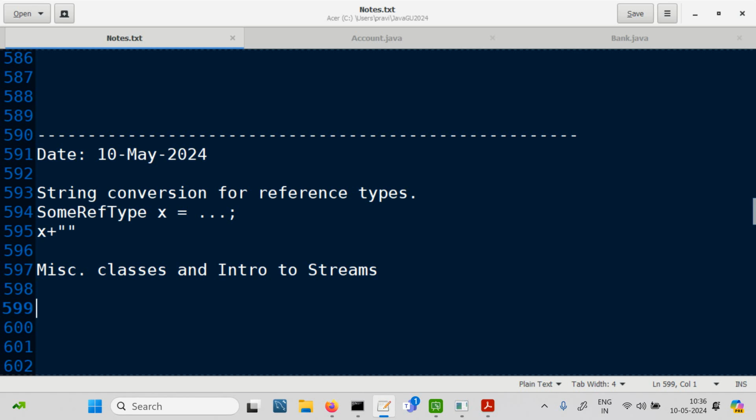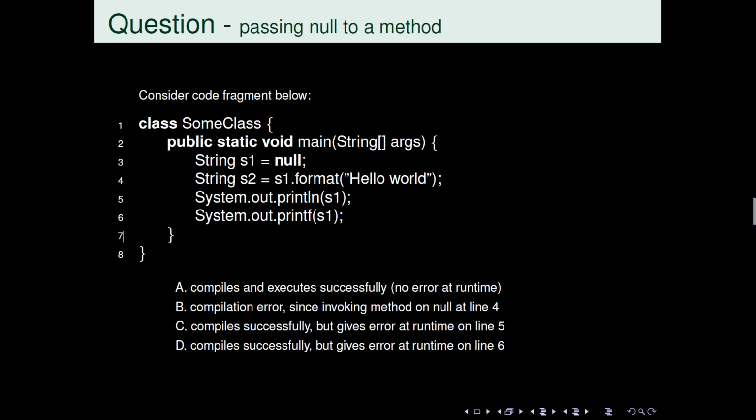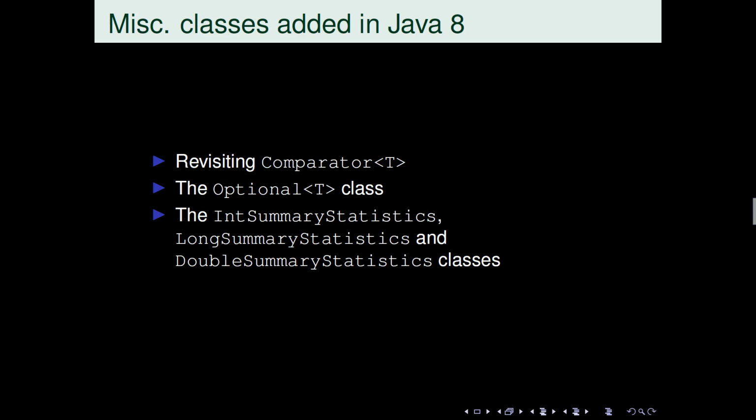Okay, no questions. Let's proceed then. Okay, so the miscellaneous classes, what we are going to look at are mainly three things. One is about the comparator. That's an interface basically. It already exists, it's not a new one, but from Java 8, static methods and default methods were added. So this interface has been updated and it now has a lot of static and default methods.